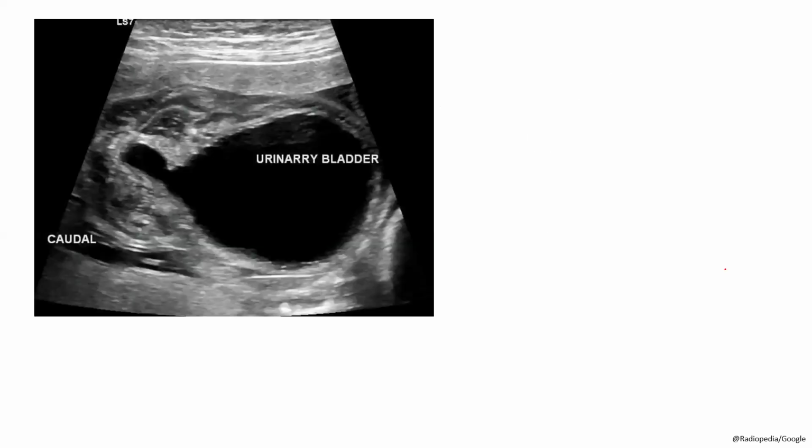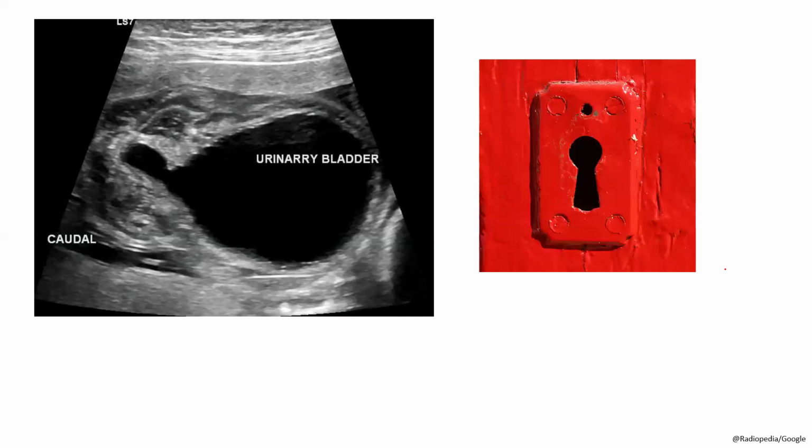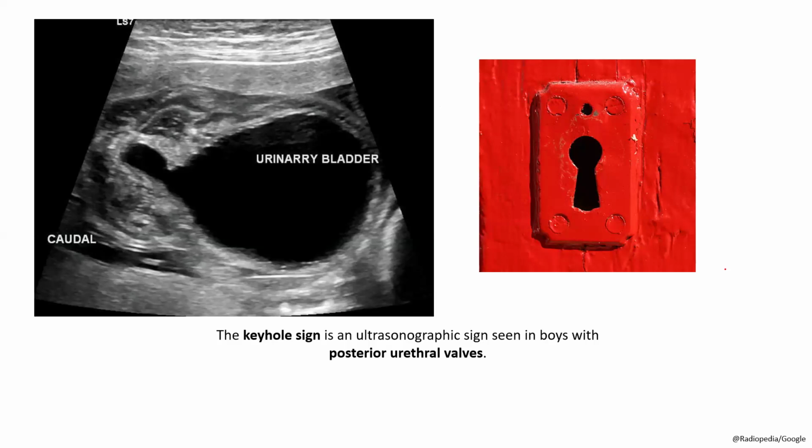What is this sign? This is keyhole bladder. So the keyhole sign is a sonographic sign seen exclusively in the male gender, in boys with posterior urethral valves. You can see dilatation of the urinary bladder and posterior urethra giving the keyhole sign.